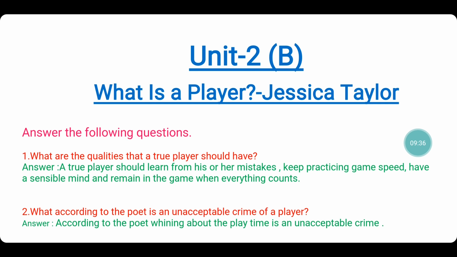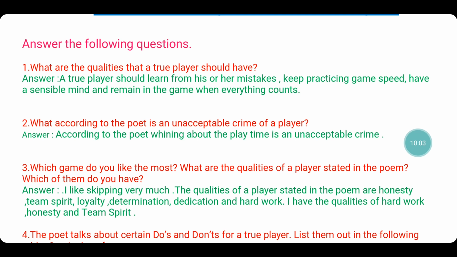On to the comprehension. Answer the following questions. First question. What are the qualities that a true player should have? A true player should learn from his or her mistakes, keep practicing game speed, have a sensible mind, and remain in the game when everything counts. On to the second question. What, according to the poet, is an unacceptable crime of a player? According to the poet, whining about the playtime is an unacceptable crime.